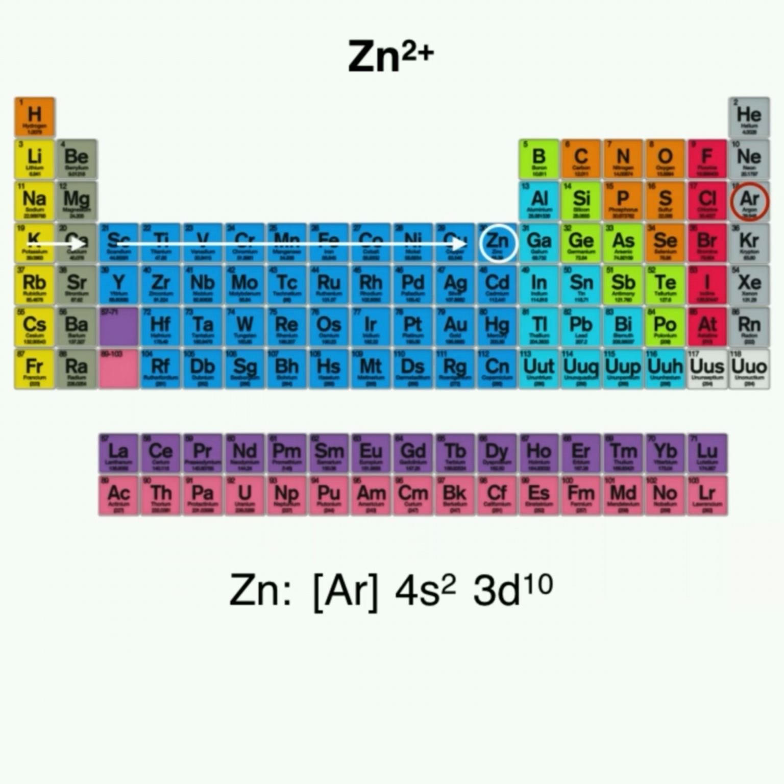Now, it might be your first instinct to remove the 2 electrons from the 3d subshell, as that's the subshell that was filled last. But remember, we must take electrons out of the orbitals with the largest n. In this case, the 4s subshell has a larger n than the 3d subshell, and thus we remove the 2 electrons from the 4s orbital. Thus, the electron configuration of the zinc ion will be the same as argon's, followed by 3d10.